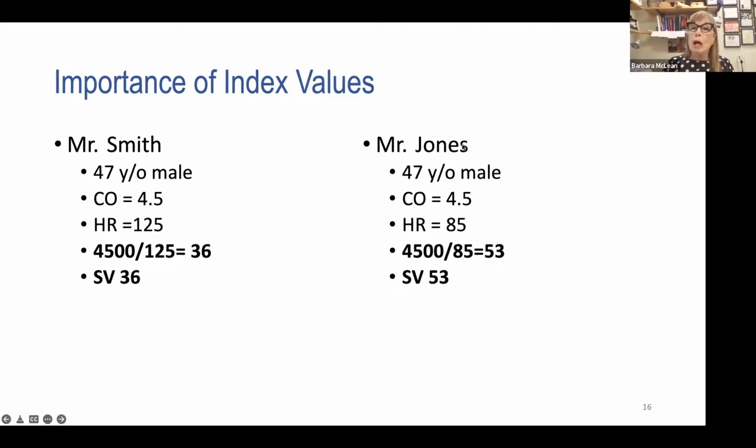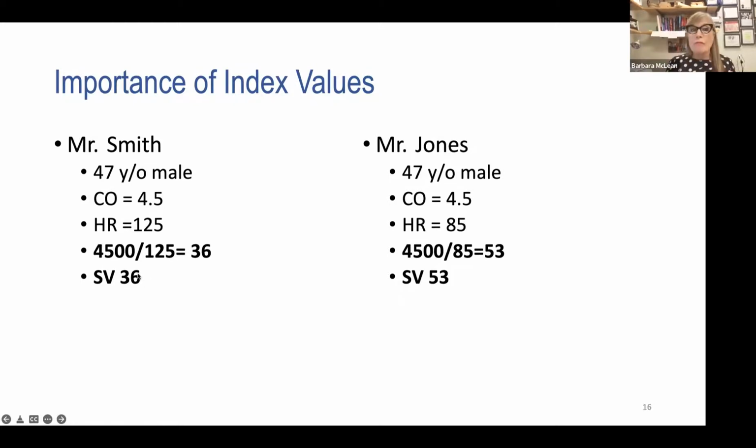Okay, Mr. Jones, who has a cardiac output of 4.5 and a heart rate of 85, took his cardiac output in mils, converted it to milliliters, 4,500 divided by 85, that equals a stroke volume of 53. So if we say that our normal stroke volume is 60 to 100, neither one of these patients has a normal stroke volume. But Mr. Jones is much closer to a normal stroke volume, and Mr. Smith has a compensatory tachycardia because his stroke volume is low.